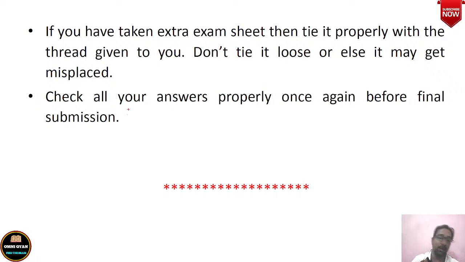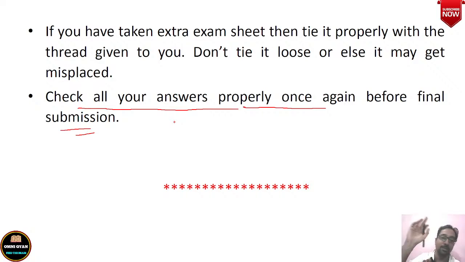Okay, so tie the extra answer sheets with the main sheet very tightly, otherwise it may get lost and your whole hard work will go in vain. And check all your answers properly once again before final submission, because once you come out of the examination hall, oh I forgot to write the date, oh I forgot to put the question number correctly, you are already out of the examination hall. If you come back, the examiner will not allow. Once you finish the exam and go out of the exam room, it is gone. That is why you keep at least 10-15 minutes extra time with you. ठीक है, बाद में जाके रात को टेंशन होगा आपको.